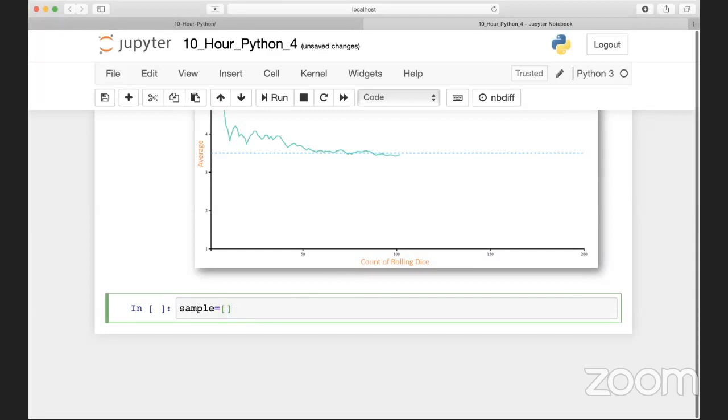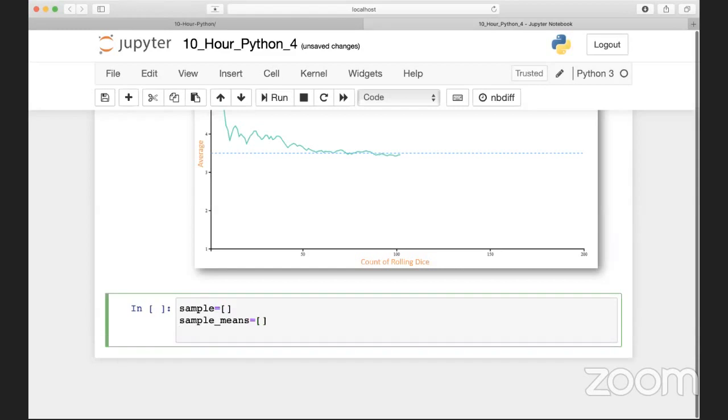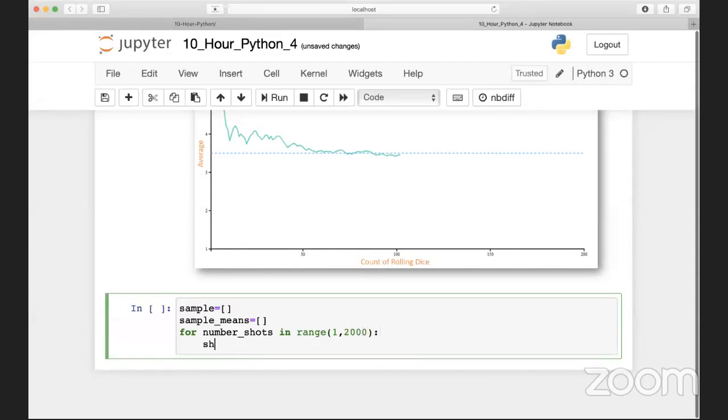So I will generate an empty list, sample means. I define another empty list. I'm going to use it soon. I define a for loop: for number of shots in range 2000, shots is equal to np.random.randint.